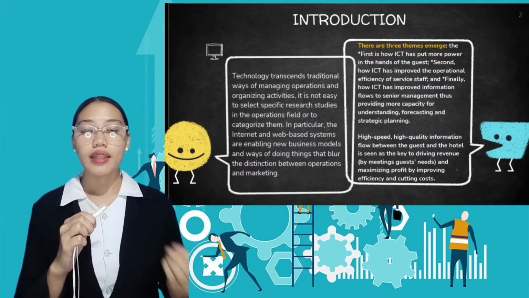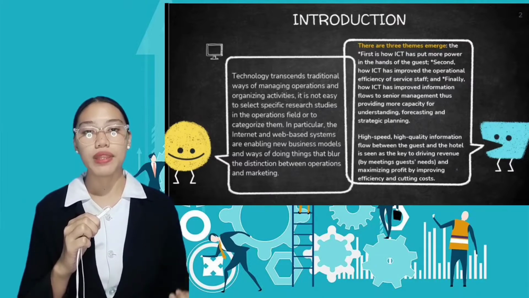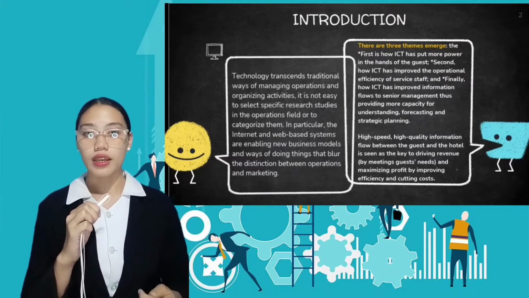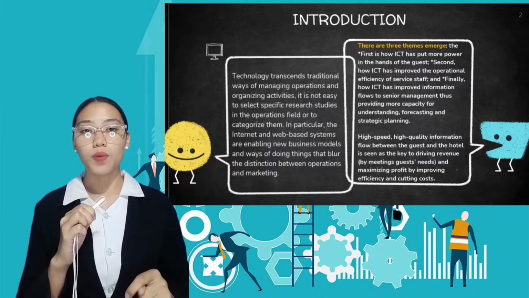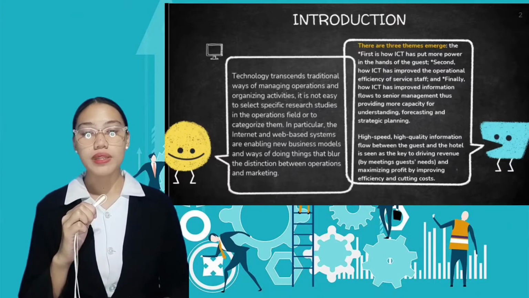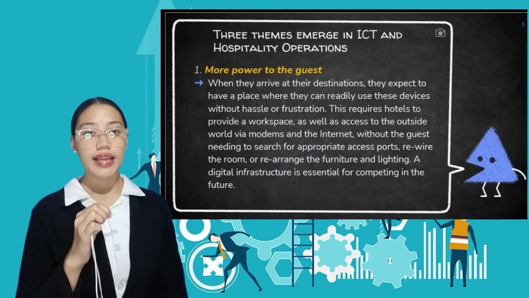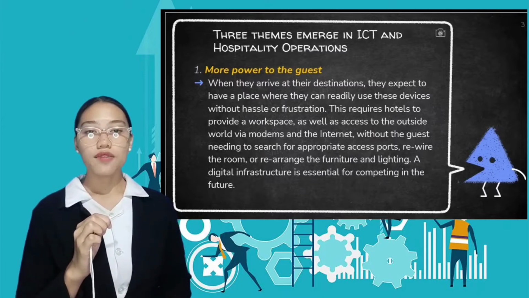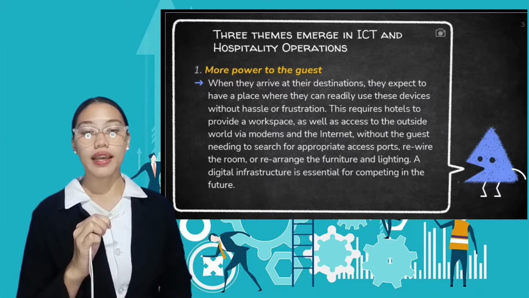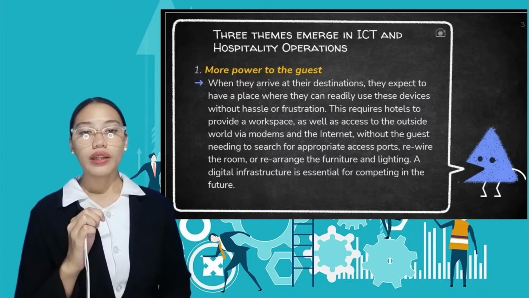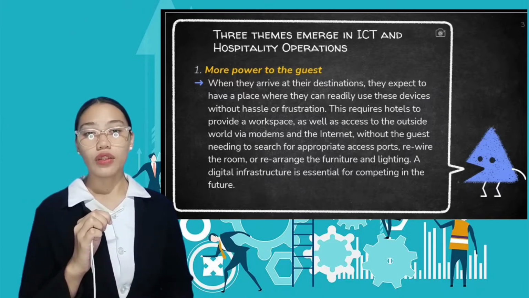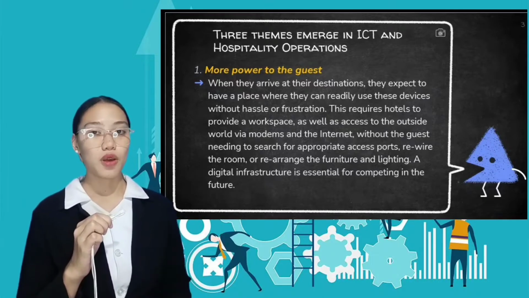Customer and the company can benefit more from high-speed, high-quality information. This strategy focuses on the components of a firm that can be controlled, allowing management to focus on the business, transformation, and growth. The first theme that emerges in ICT and hospitality operations is more power to the guest. Nowadays, visitors or travelers want something that does not consume their time. This is where guests want to make their travels and booking faster or easier by using technology.